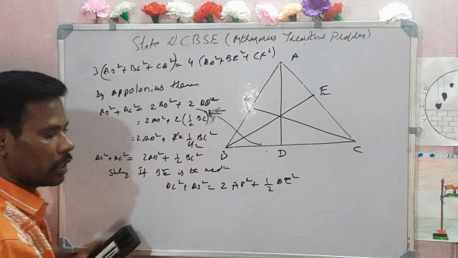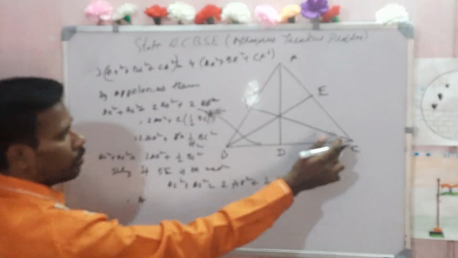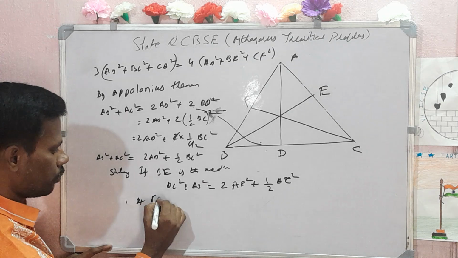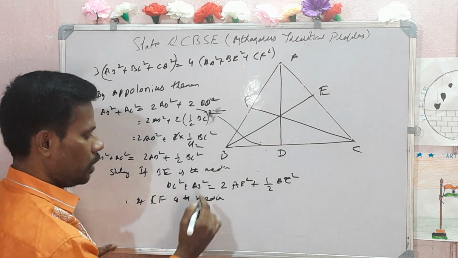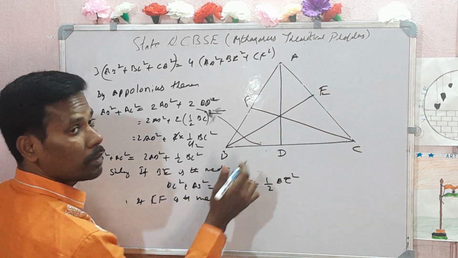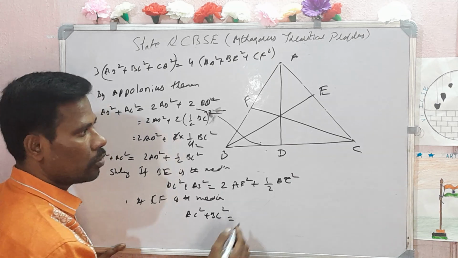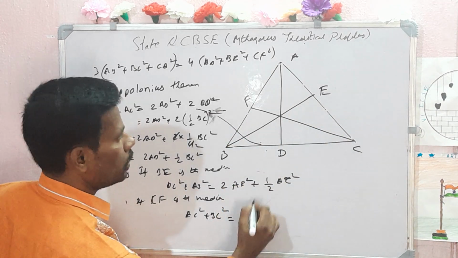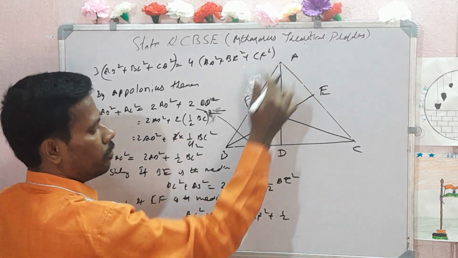Directly write down. Next, now if CF is the median, what can you say? If CF is the median, AC square plus BC square is equal to twice CF square plus half of AB square.